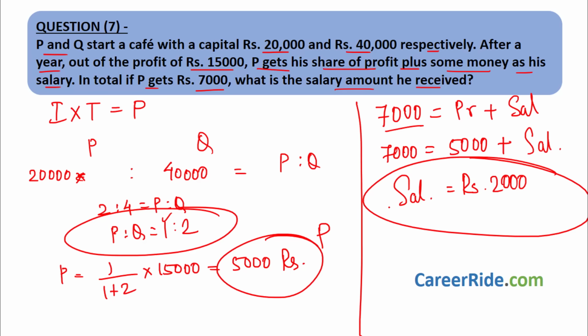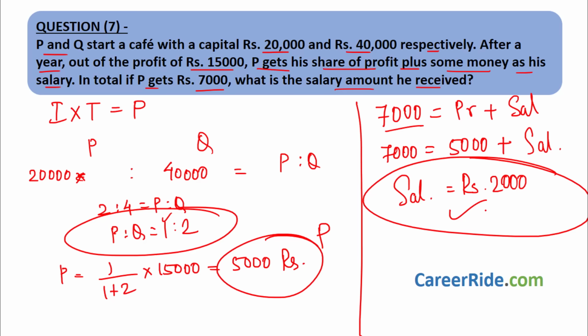P is the active partner, which means P manages the business or the cafe or the hotel, and P gets his salary along with his profit. Okay, that is the meaning of actually being an active partner. And Q is just the investment partner. So whatever Q invests, accordingly he or she gets the return. So over here, salary of P is rupees 2,000.